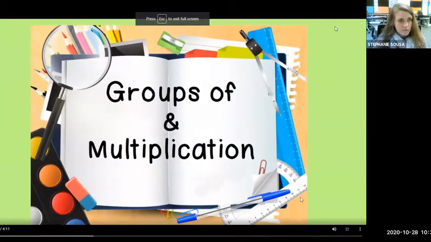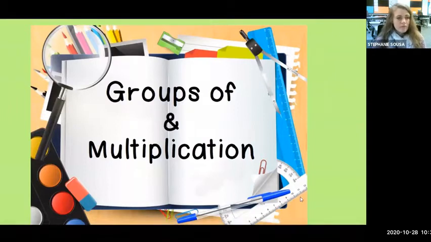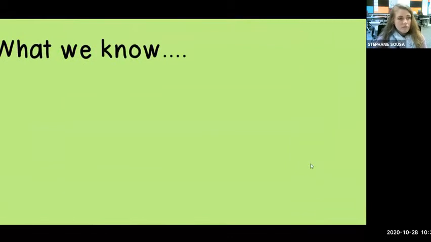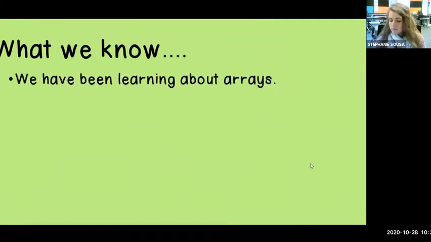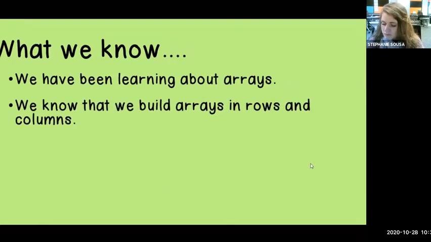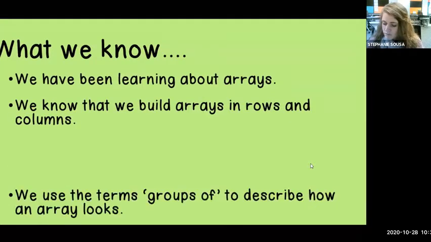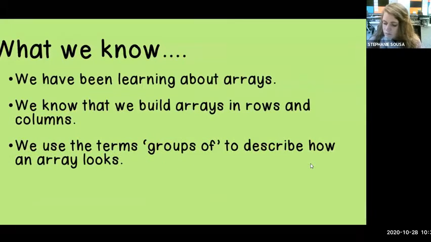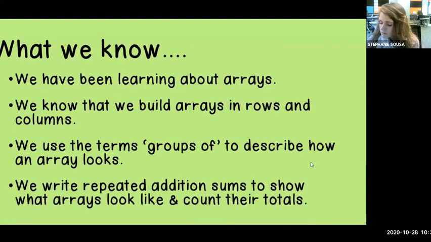Today, we are going to look at groups of and multiplication. So what have we been learning so far? We have been learning about arrays. We know that we build arrays in rows and columns, and we use the terms groups of to describe how an array looks. We also know to write a repeated addition sum to show what arrays look like and count their totals.